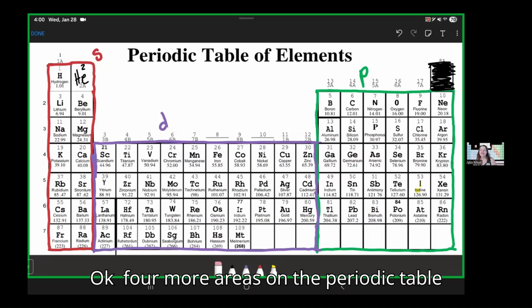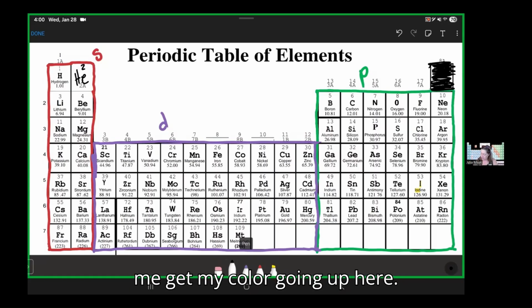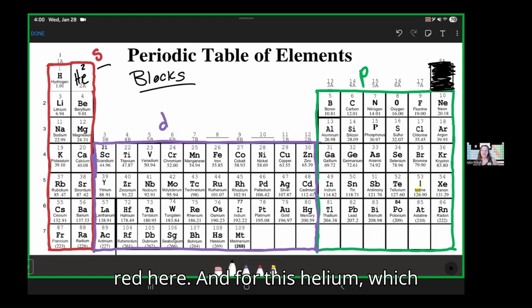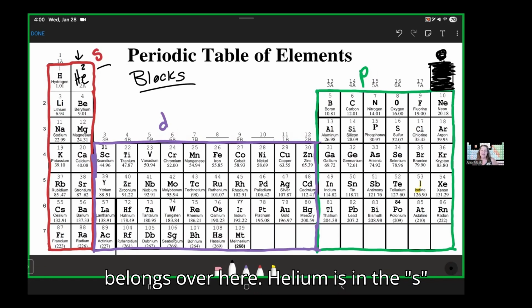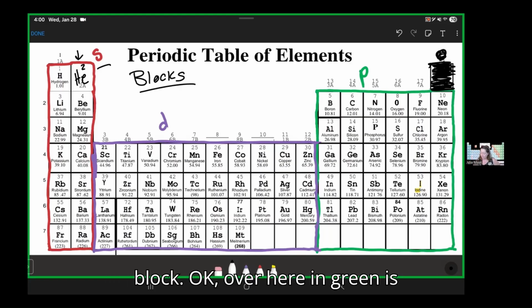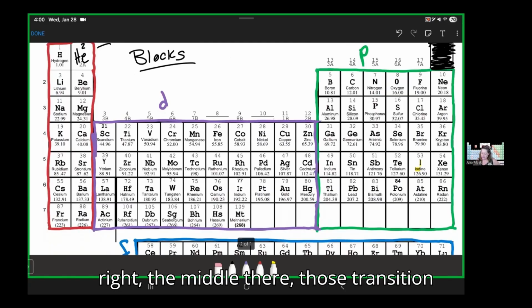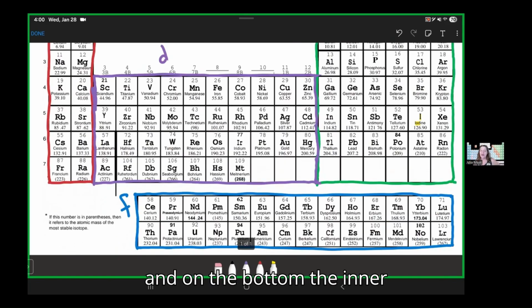4 more areas on the periodic table that you need to know are what we call the blocks. Let me get my color going up here. So these are blocks. This is our S block in red here. And for this, helium, which is typically over here, actually belongs over here. Helium is in the S block. Over here in green is your P block on the right. The middle there, those transition metals, that is your D block. And on the bottom, the inner transition metals, that is your F block.